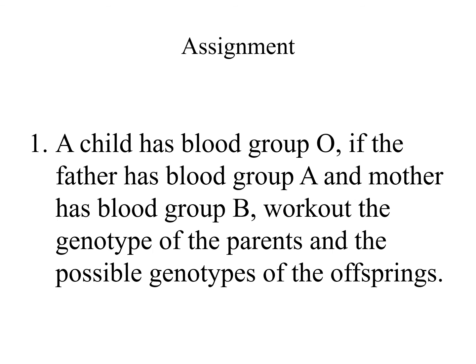The mother has blood group B. Here also the mother should not be homozygous B; she should be heterozygous, so IB and small i. Then from father and mother, if both small i's join, there is a possibility that the child receives blood group O. What do you know about O? O is a universal donor.